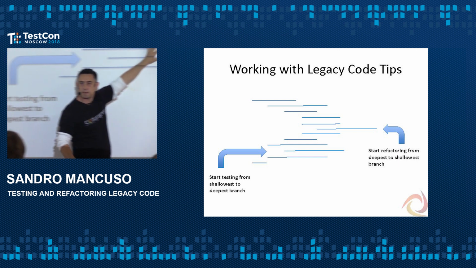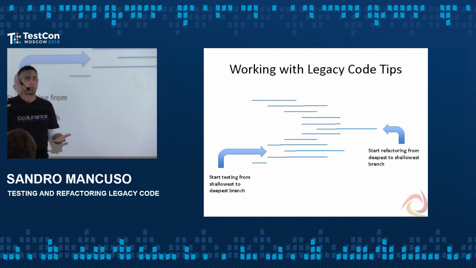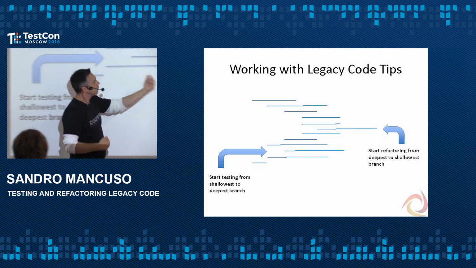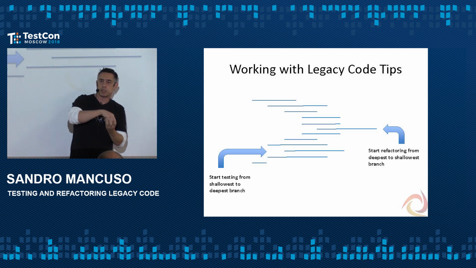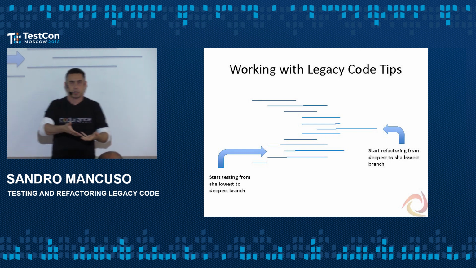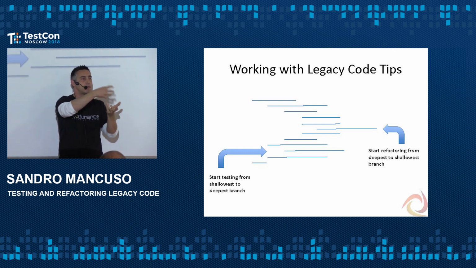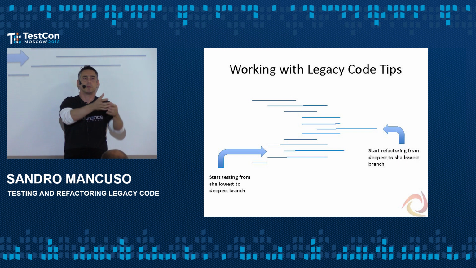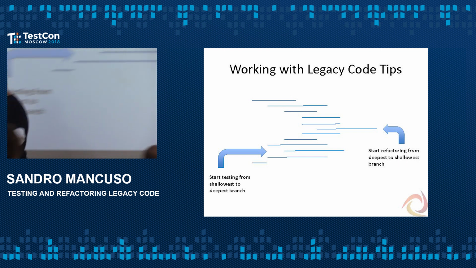If I go to the deepest first, I need to understand the whole thing. When I'm refactoring, I do the other way around. I go to the deepest branch of the code and start refactoring from there, because that deepest branch has everything that it needs to do its job. So it's much easier to start extracting from there.